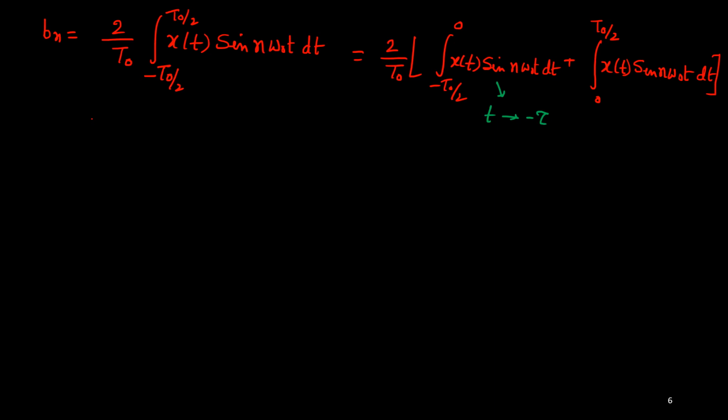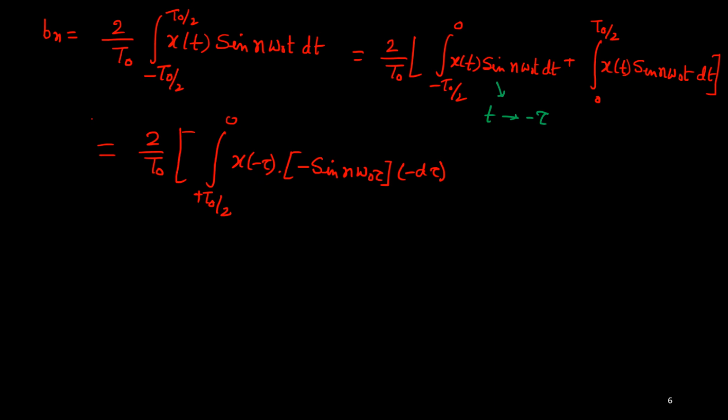So in this case, what you will get is 2 upon t naught. In the first, the limit is changing, minus t naught by 2 to 0, and this is your x of minus tau, and this is sine of n omega naught minus tau. Sine of minus theta is minus sine. This is the difference. You see, it is minus sine n omega naught tau. Earlier cos was an even function. That's why cos of minus theta is cos theta. Now here sine of minus theta is minus sine theta. And it is minus d tau. And the rest is the same.